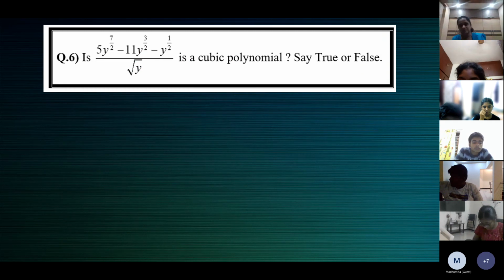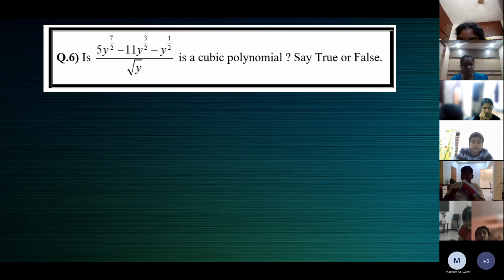5y power 7 by 2 minus 11y power 3 by 2 minus y power 1 by 2 minus 1 by 2, ma'am. That 1 by 2 minus 1 by 2 cancel. So 5y power 7 by 2 minus 11y power 3 by 2 minus 1, ma'am. Y power 0 is 1. Correct. So it's a cubic polynomial, ma'am.